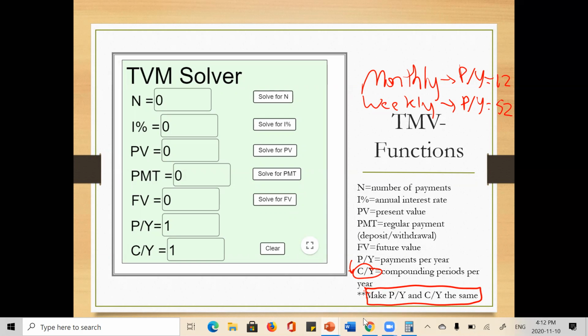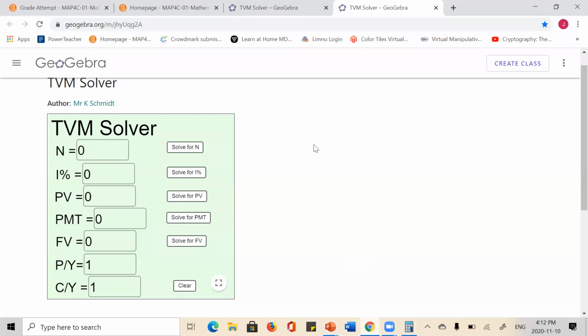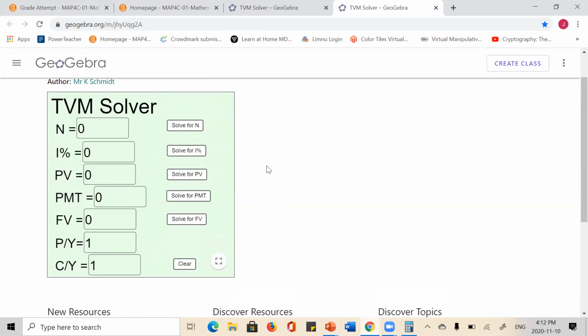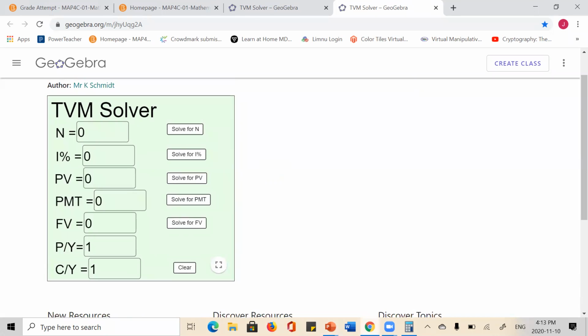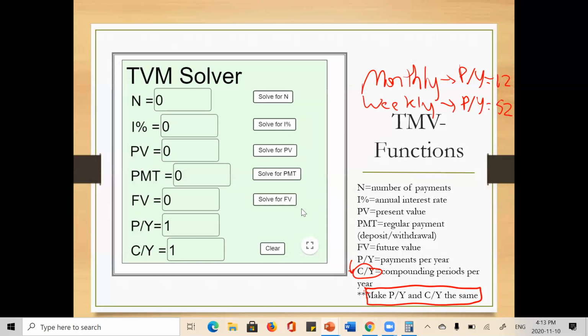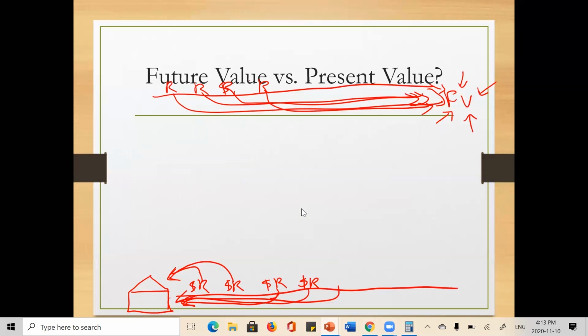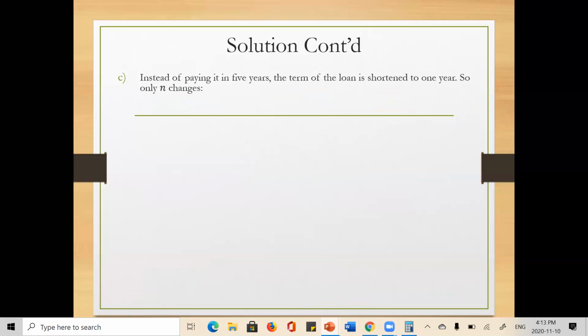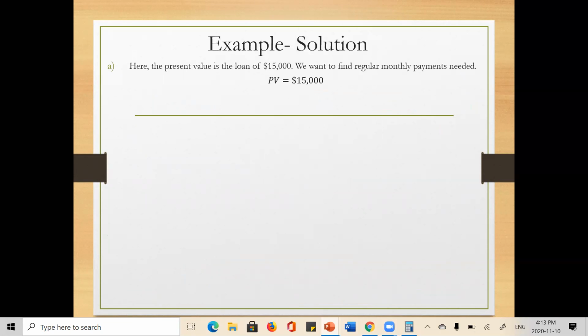So going back to this example here, if we want to calculate the present value, future value, whatever it may be, using this calculator, let's just do an example. I'm going to go back to an easier one that we can go through, and one that we already have the answer for.